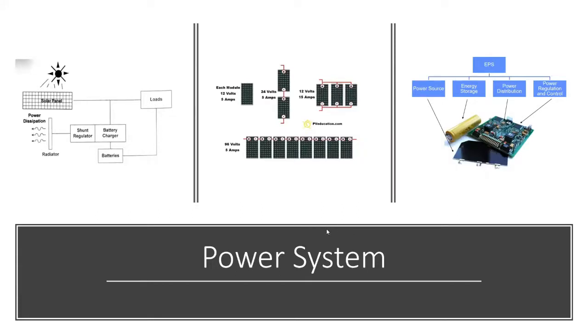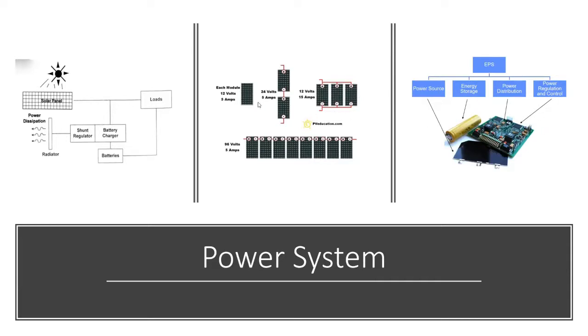Okay, hello. I am John Jones, and I will be presenting the power system. So the power system is a pretty simple concept. Starting over here, this is the EPS. It stands for electrical power system, and it's made up of the power source, which is the satellite, energy storage, which is the battery, and then power distribution, which distributes the power throughout the system, and then the power regulation and control, which controls the power in the system.